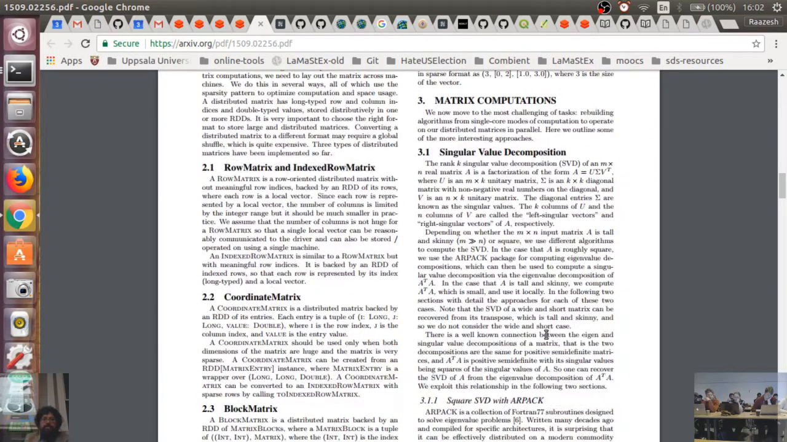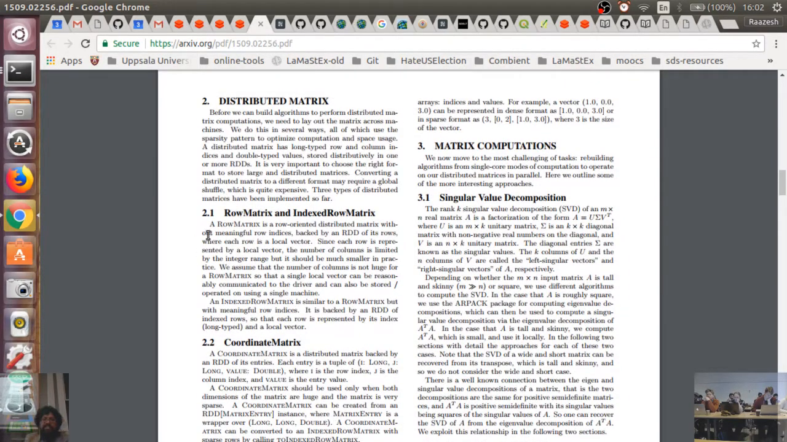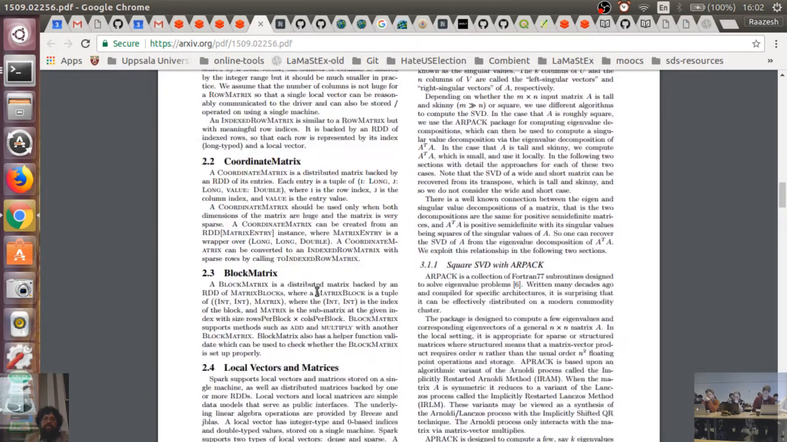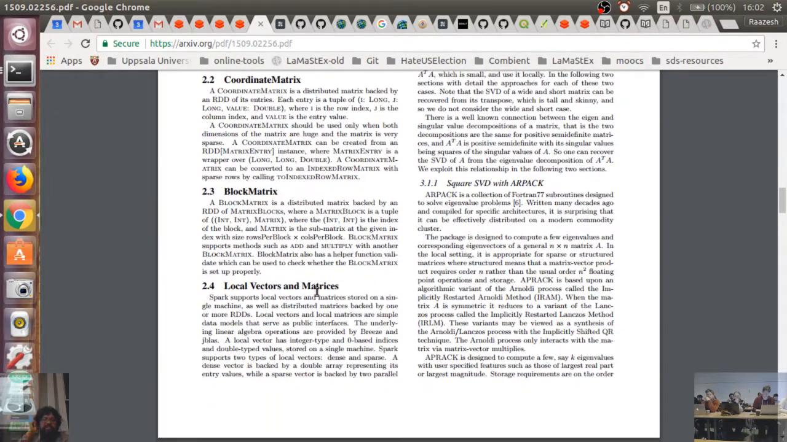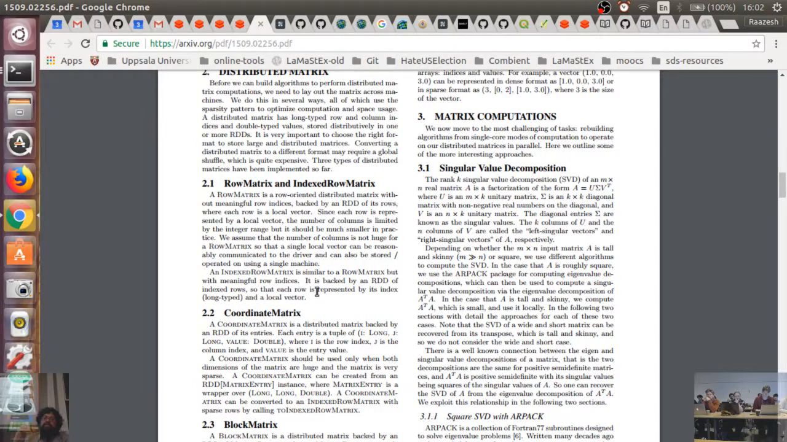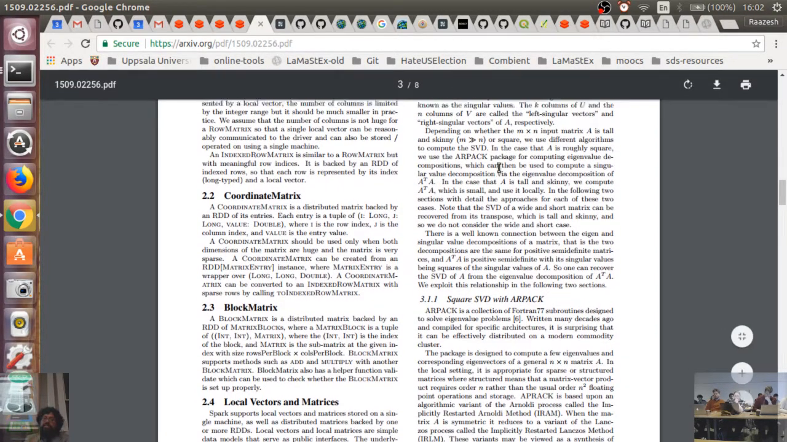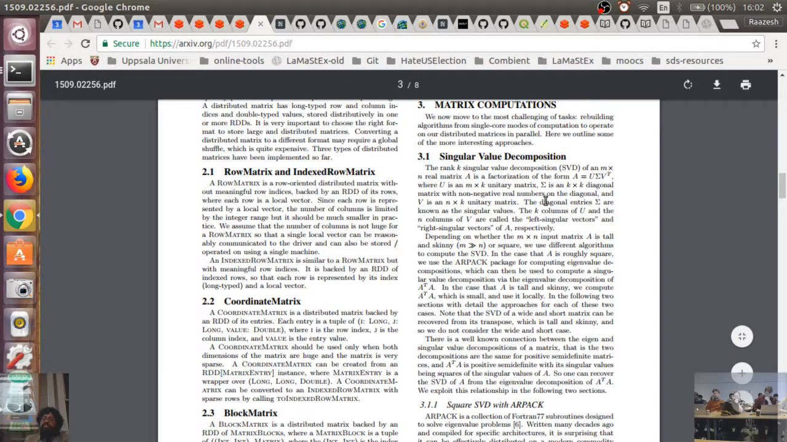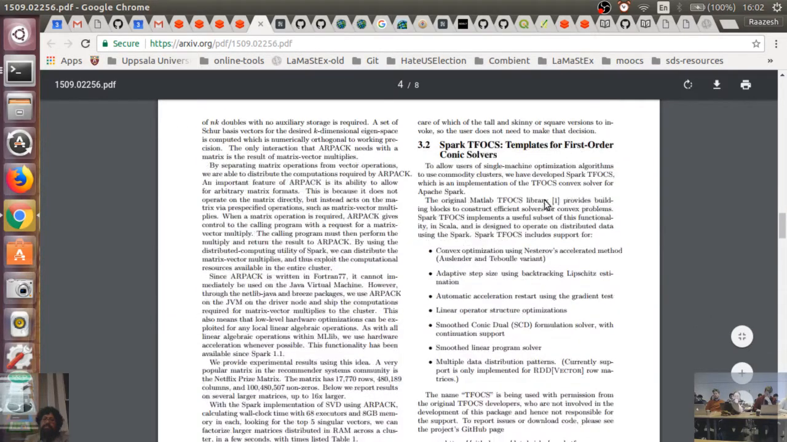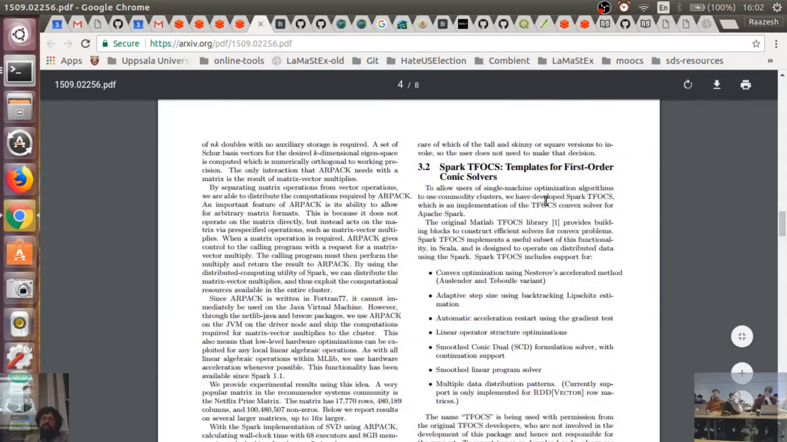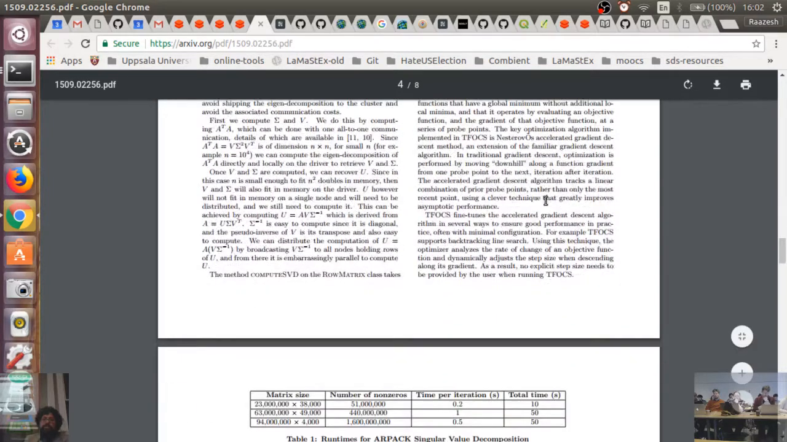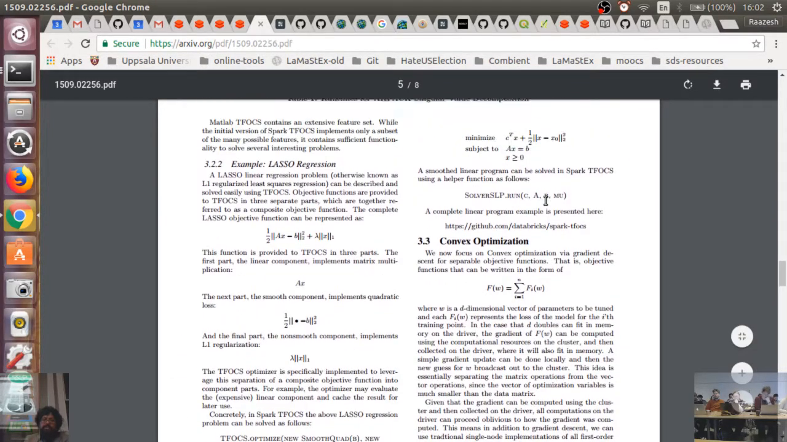Okay, so what I'll go through next very quickly is the various representations for distributed matrices, because that's fundamental. So we'll see row matrix, indexed row matrix, coordinate matrix, block matrix, and those are the heart of matrix computations that are behind all these higher level arithmetic operations like SVD and so on. What is this one? First conic solvers. I actually didn't read that section.